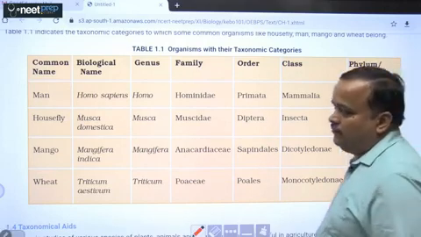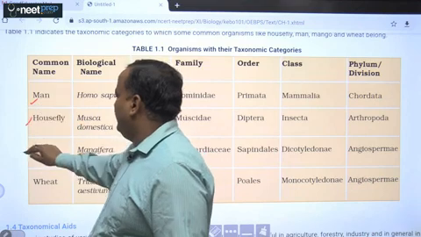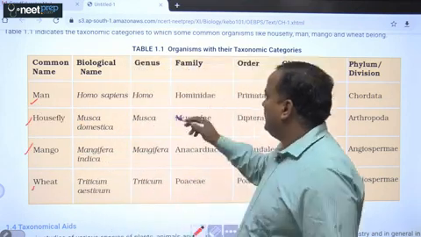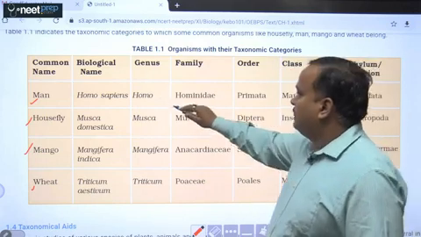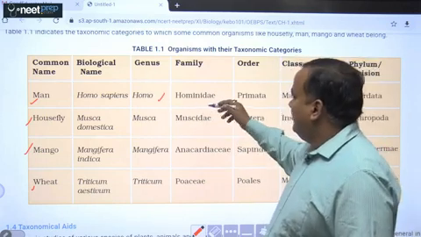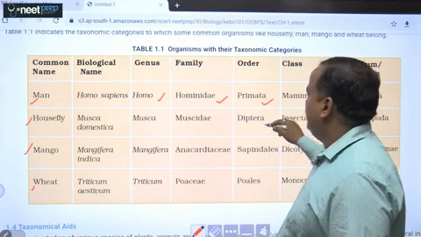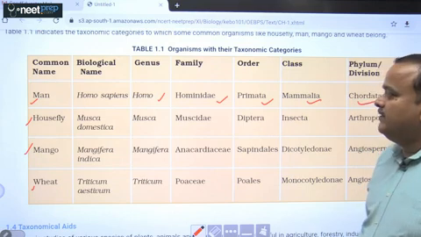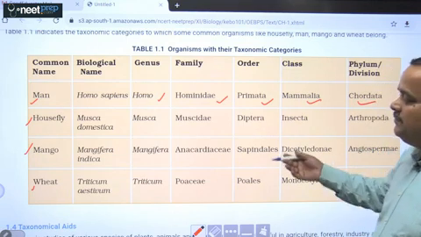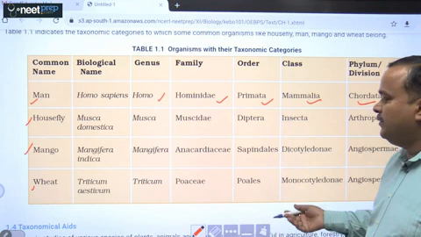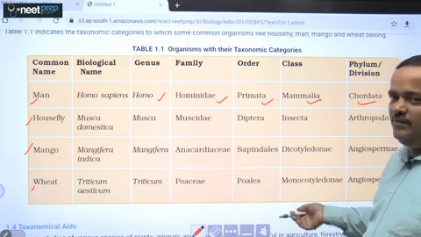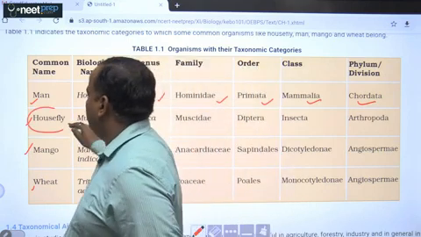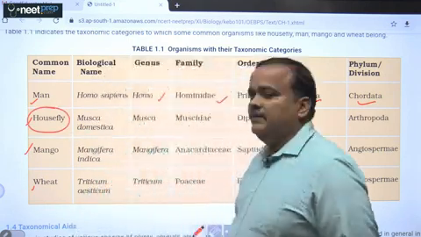There is classification of 4 organisms, that is man, housefly, mango and wheat, 2 animals and 2 plants. You have to remember this hierarchy. Genus is Homo, family is Hominidae, order is Primata, class is Mammalia, phylum or division is Chordata, and kingdom is Animalia. You have to remember these names. These are objective facts which you have to remember. Questions have been asked from this part and it will be asked again. Okay, housefly.